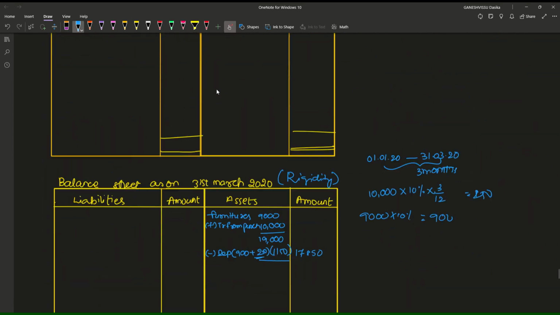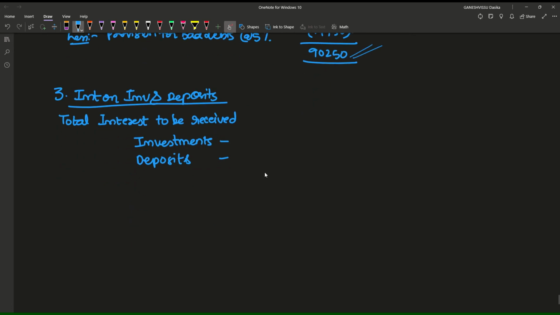5% is the interest for 25,000. Let us calculate 25,000 into 5%, which is 1,250. This is the total interest to be received on investments.